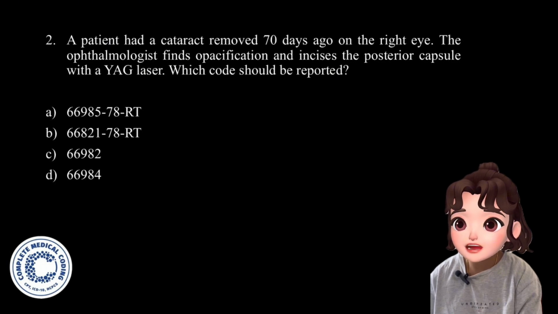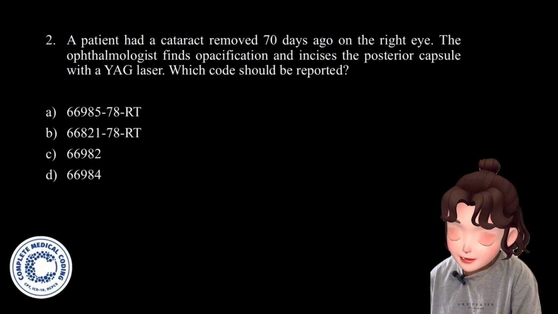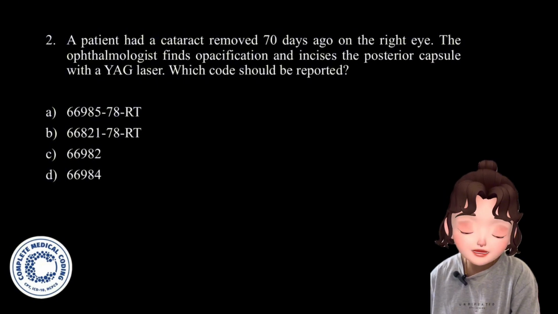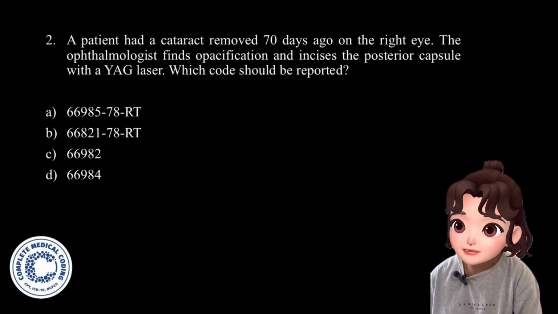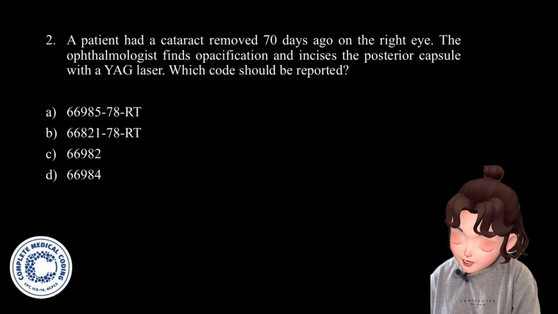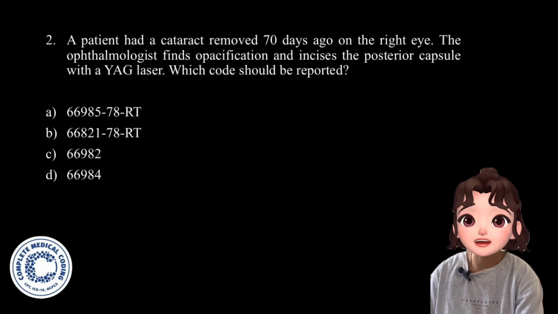What is option C? 66982. 66982 is extracapsular cataract removal with insertion of intraocular lens prosthesis. No, it's wrong. And what is 66984? Again, extracapsular cataract removal with insertion of intraocular lens prosthesis. That's also wrong. So here the correct CPT code is 66821.